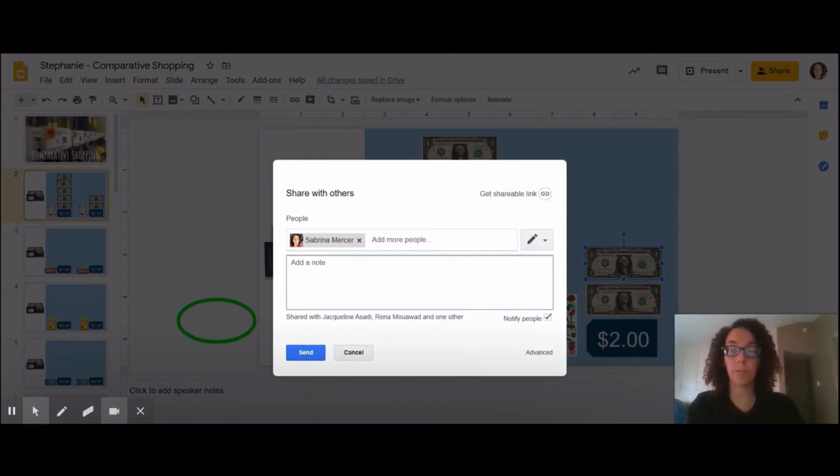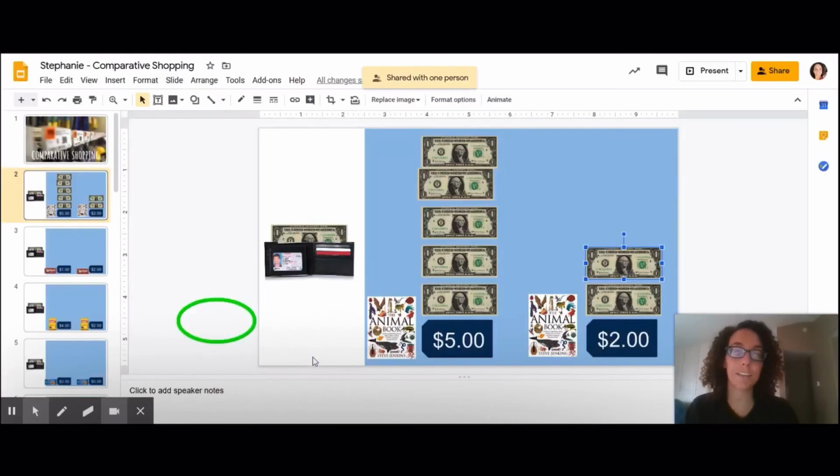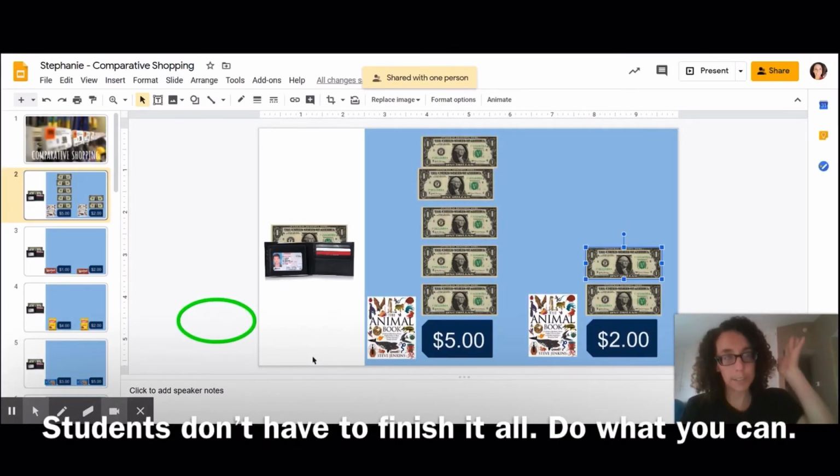And then you just send it to me. If you want, you can even write a note. Look, Stephanie's homework. Yay. And then send. And then it goes directly to my email. I can open it up and see the work she did, which is awesome. So I did mine, and now it's your turn to try at home, if you can and you have time.